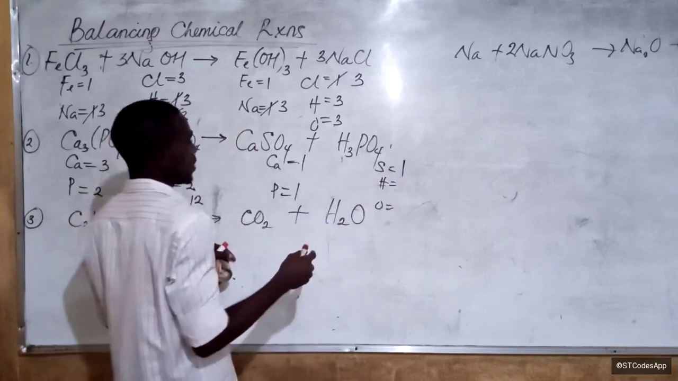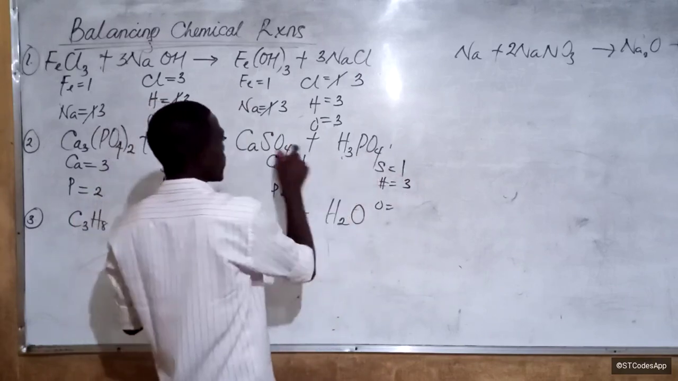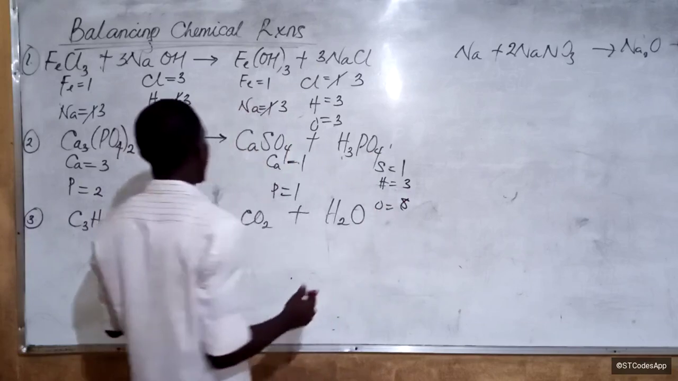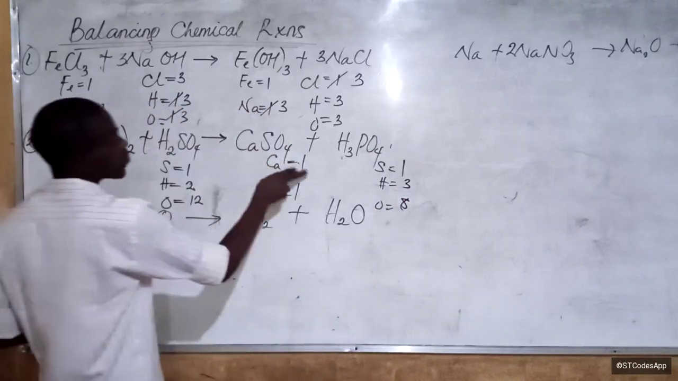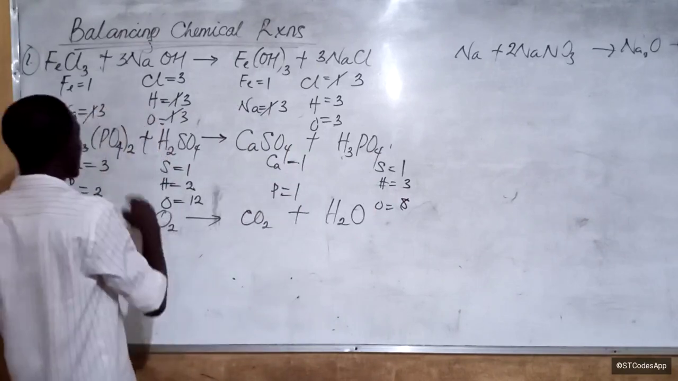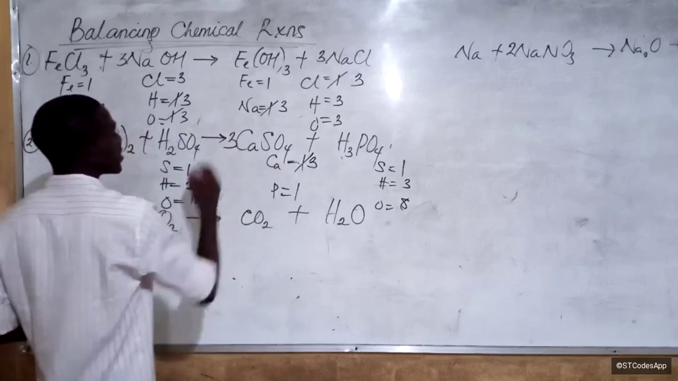Then hydrogen, how many do we have? 3 here. And oxygen, how many do we have? 4 plus 4, 8. All right. So let's begin to compare. Calcium is 3 here, while it is 1 here. So what do we do? We raise this one to 3. So we have 3. I'll come and put the 3 here.